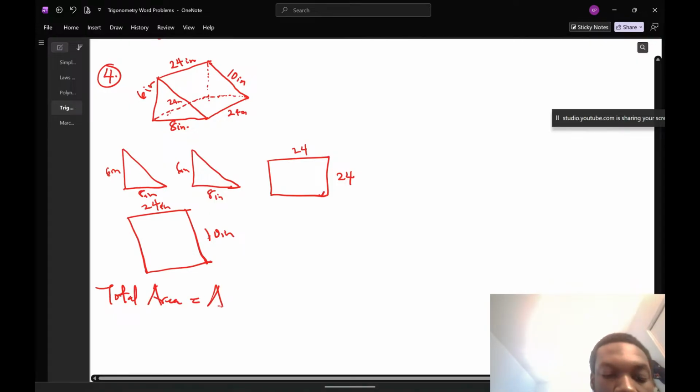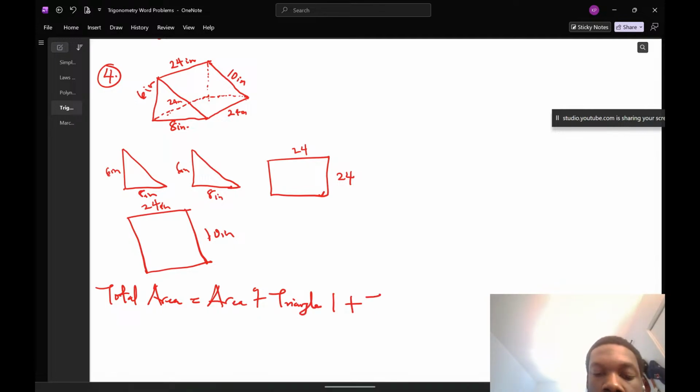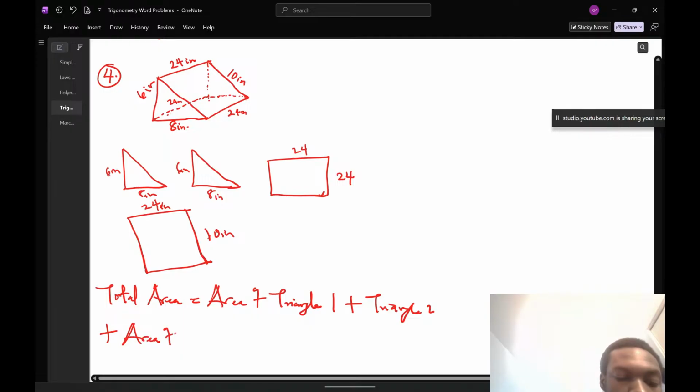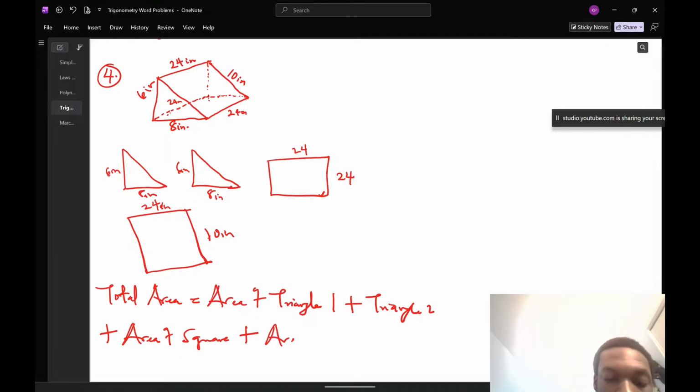equals the area of triangle 1 plus triangle 2 plus the area of the square plus the area of the parallelogram.